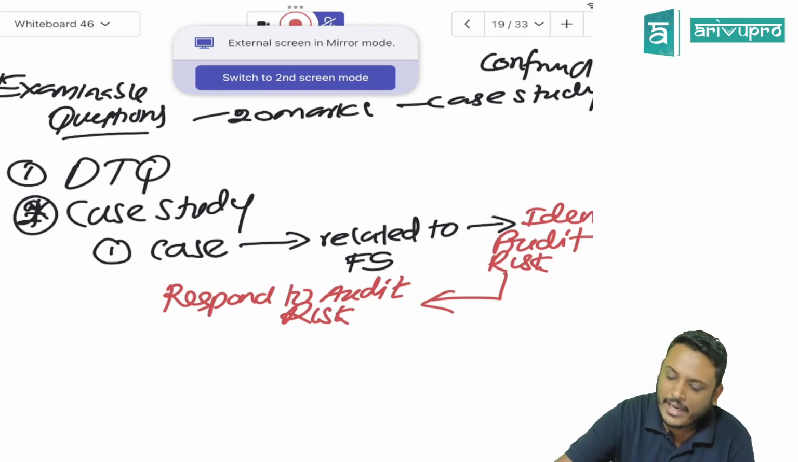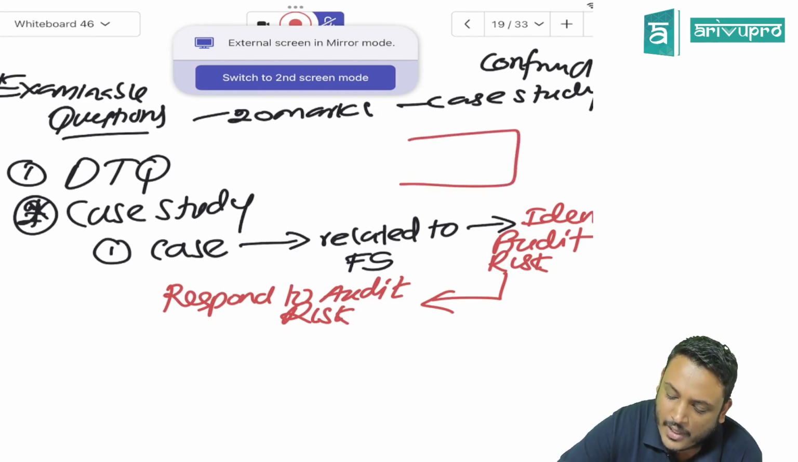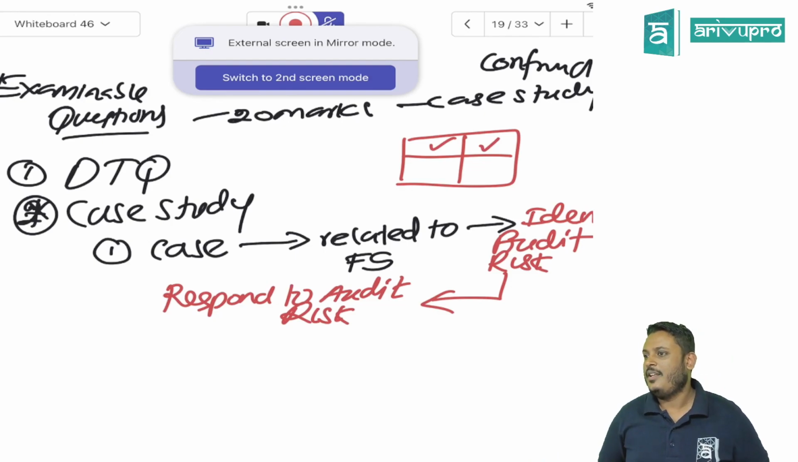How to write the answer? Table form. One side identify audit risk, other side response to audit risk. What we did now, same way. Understood? Don't write paragraphs. In your exam answer screen, this table will automatically appear.